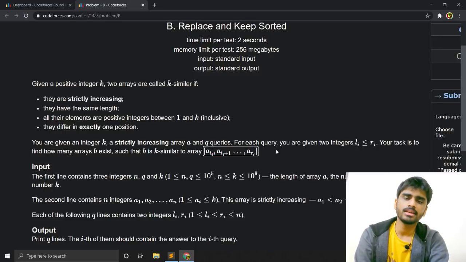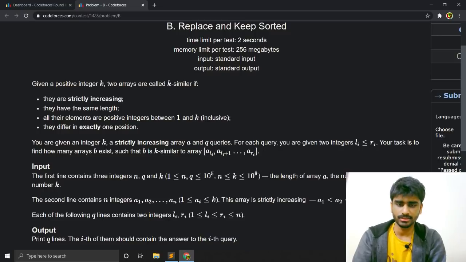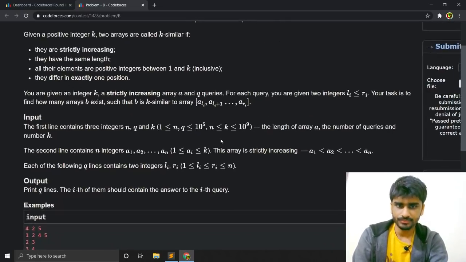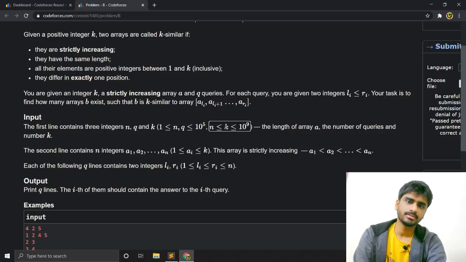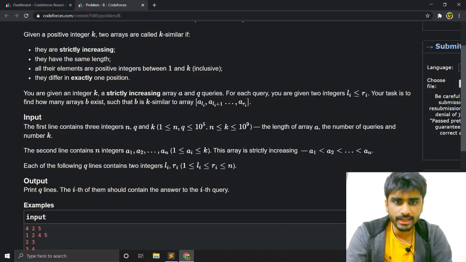So in each query we are given a subarray, or sub-segment, of the array, and we want to find how many arrays are k-similar to the sub-segment that we're given. Okay, so that's the question. k is quite big, I think, but k is at least n, so this might be an important constraint here, although I'm not sure how that will help. But there is strictly increasing.